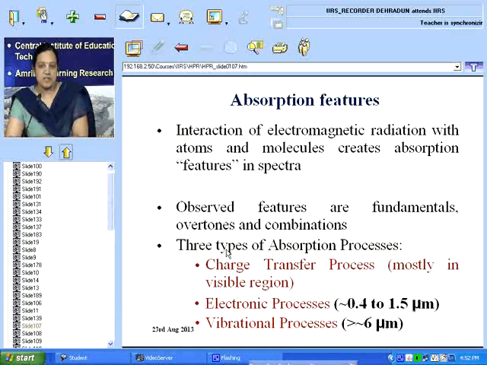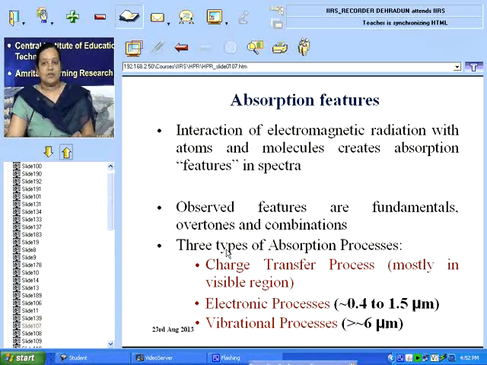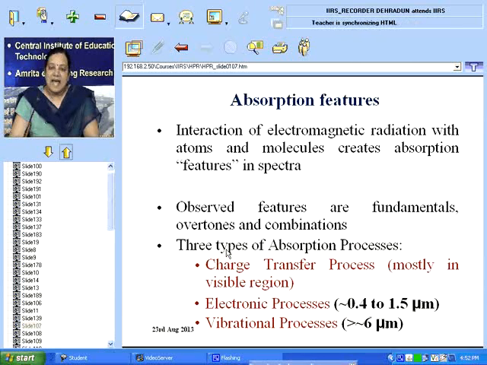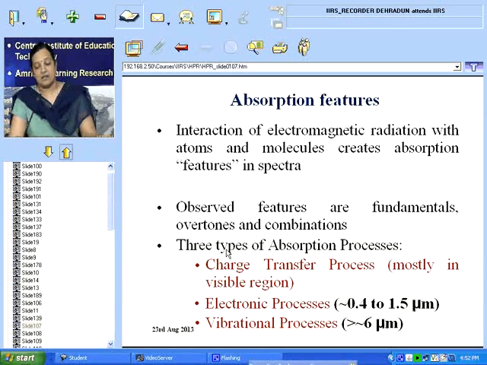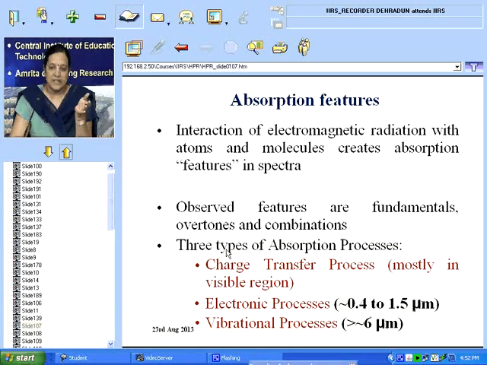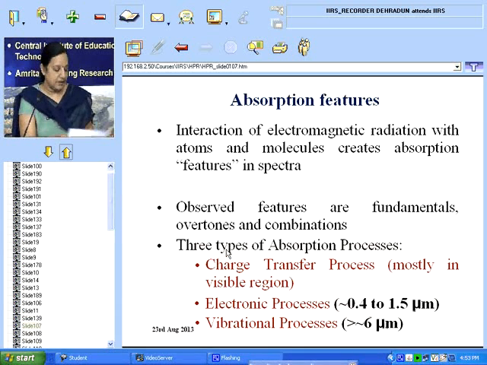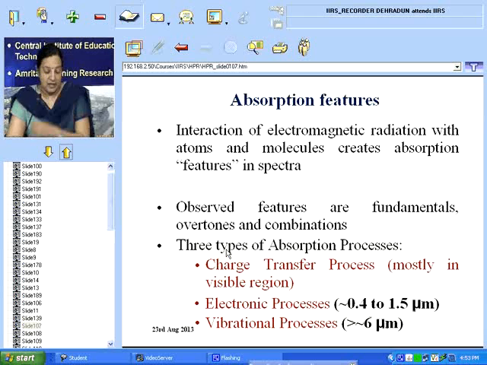So, as I said, why do these absorptions occur? The interaction of electromagnetic radiation with atoms and molecules creates absorption features in the spectra. These absorption features are fundamentals, overtones and combinations which occur due to three processes: vibrational, rotational and electronic processes. Within electronic processes we have another category, which is the charge transfer process. The electronic processes occur in the visible region, whereas the vibrational processes occur in the visible and the near infrared regions.